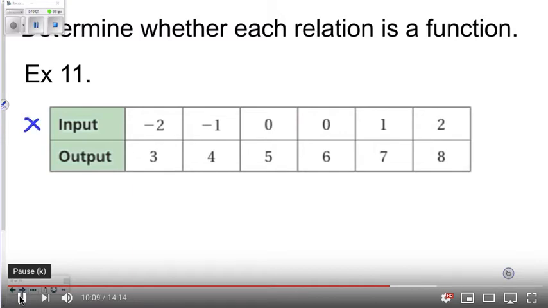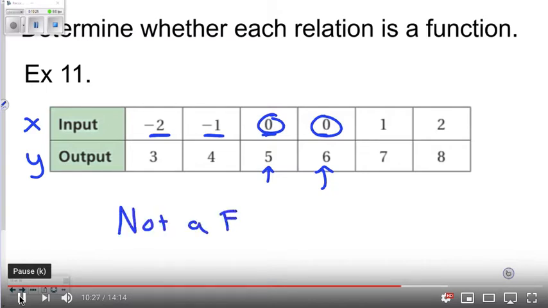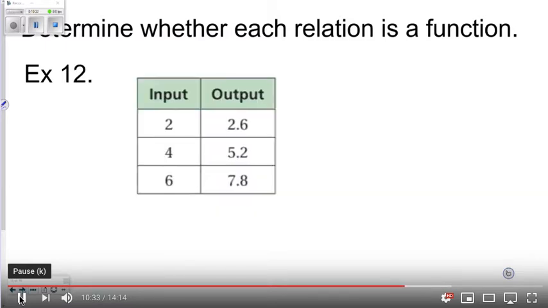When you're looking at a table, your input is your x values, the output is your y values. So looking at your input values, do any of those repeat? Here we have 2 zeros. Then we're going to look at the output. One is a 5, one is a 6. Since they are different numbers, it is not a function. Had they both been a 5, it would be a function.